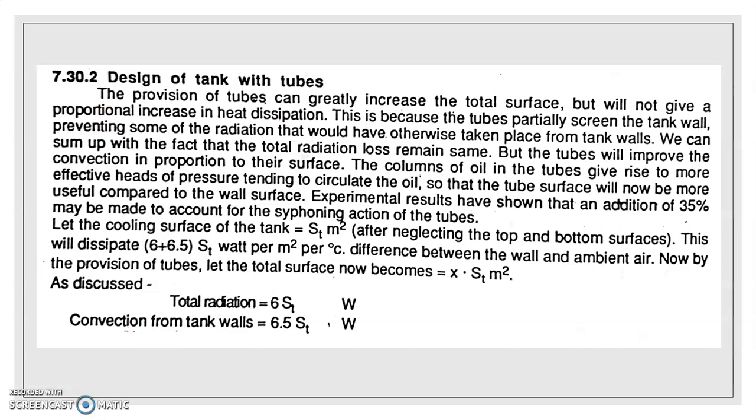So let's see, the cooling surface of the tank is St meter square, neglecting the top and bottom surfaces, and total heat dissipation is 6 plus 6.5 into St watt per meter square per degree Celsius difference between the wall and ambient air. Now by provision of tubes, let the total surface become x into St meter square. So let's see some expressions related to that.